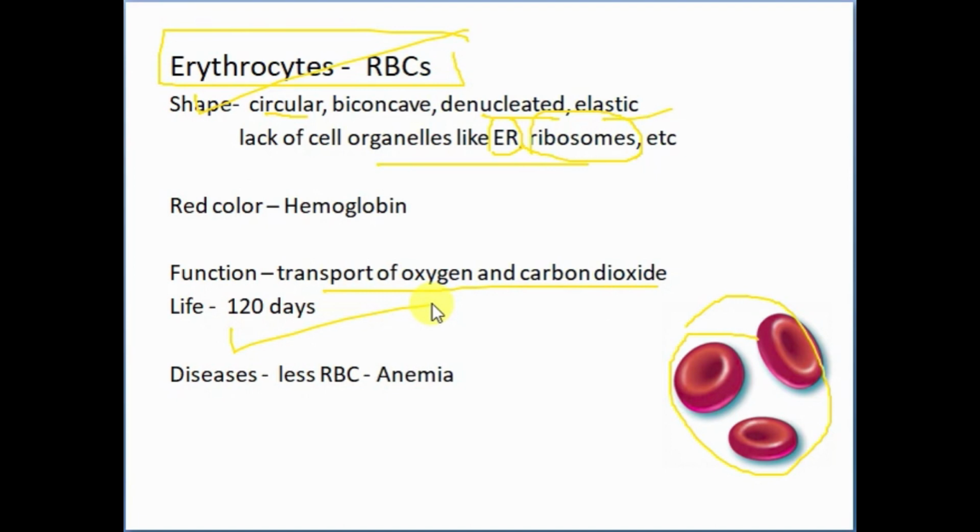After 120 days, they get destroyed in the spleen, and a new set of RBCs is formed in the bone marrow. When we have a lesser amount of RBCs in our body, it can cause anemia. Anemia is caused because of deficiency of RBCs. I hope this much is clear. Also, when RBCs carry oxygen, they are called oxyhemoglobins. So we have hemoglobin and we have oxyhemoglobin.